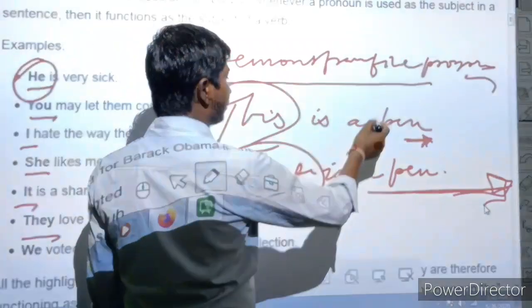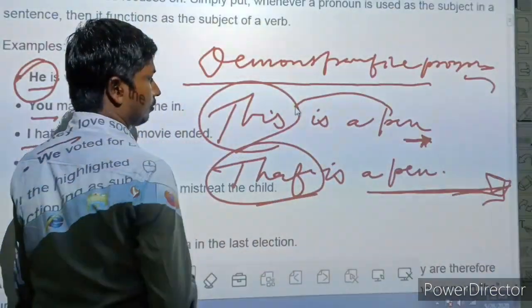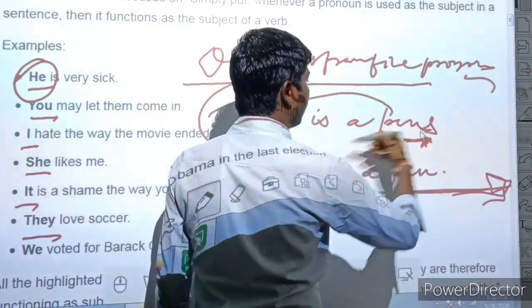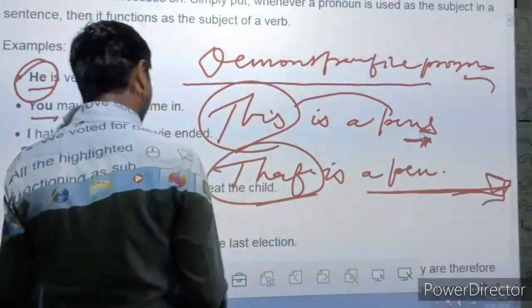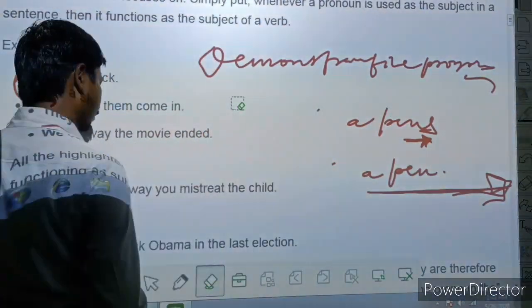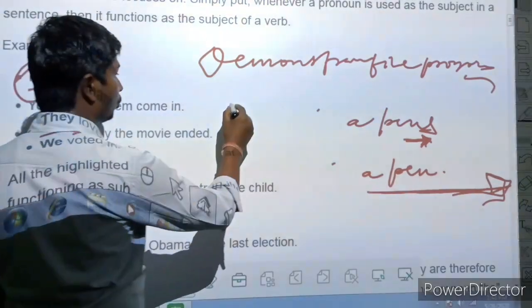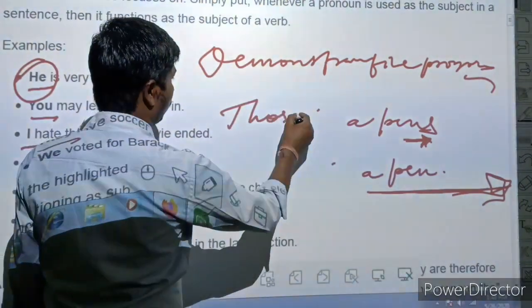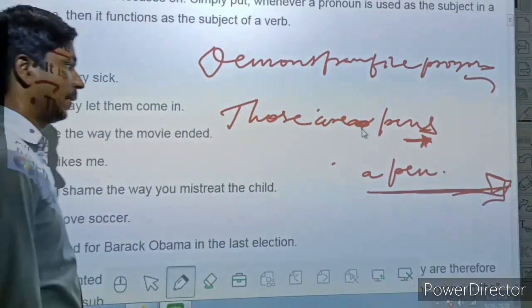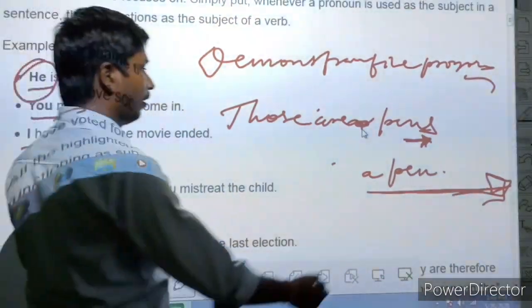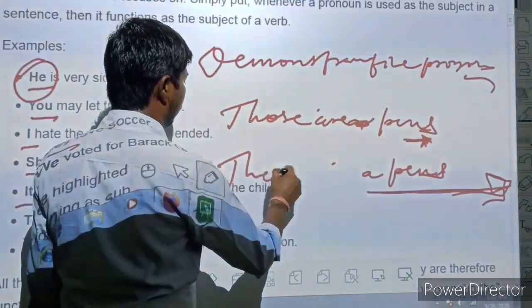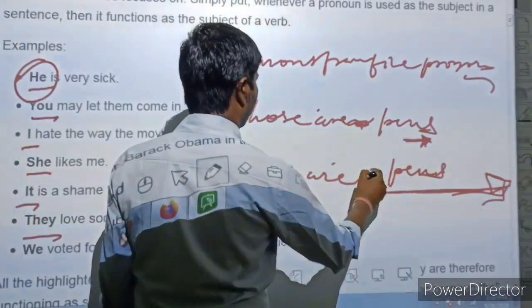For singular number, we can use this. If there are pens, we can use those. Those are pens. If here are also pens, then these are pens.